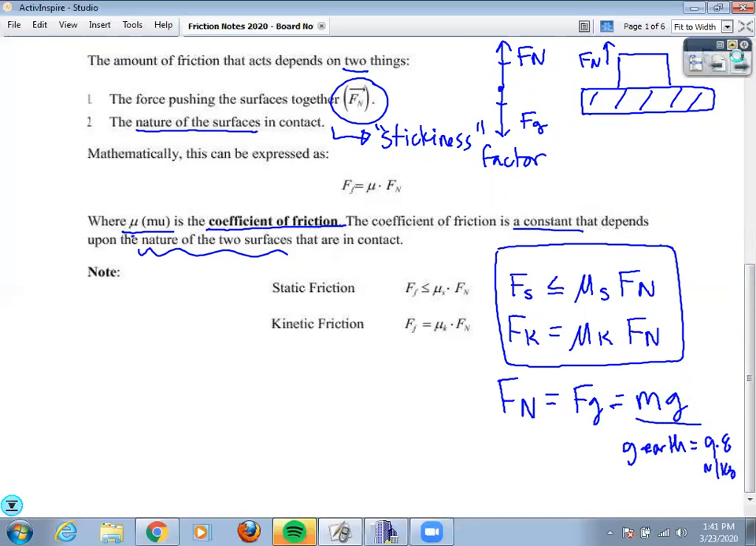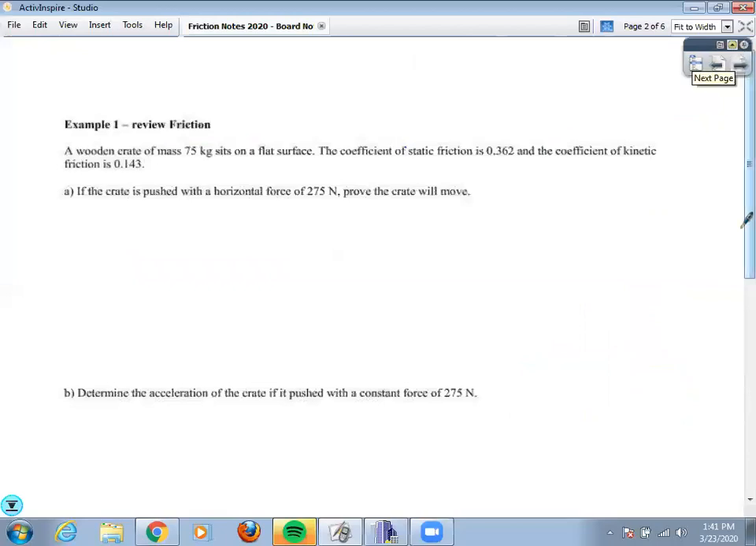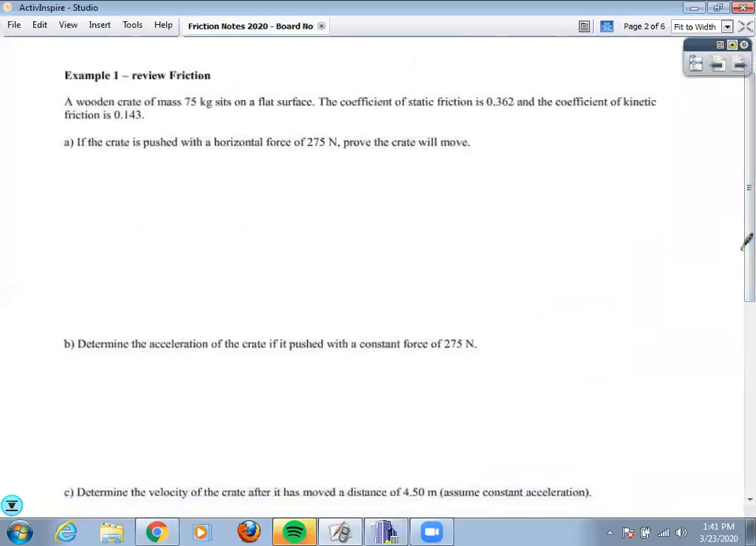Let's take a recap look at an example we would have done in grade 11. We have a wooden crate of mass 75 kilograms that sits on a flat surface. The coefficient of static friction is 0.362 and the coefficient of kinetic friction is 0.143. If the crate is pushed with a horizontal maximum force of 270 newtons, prove the crate will move.